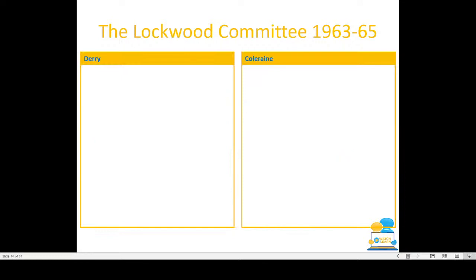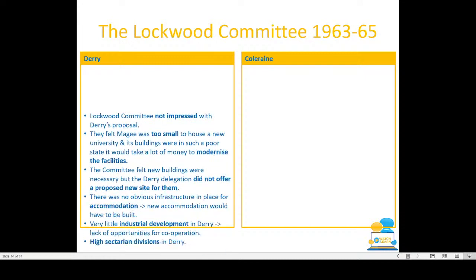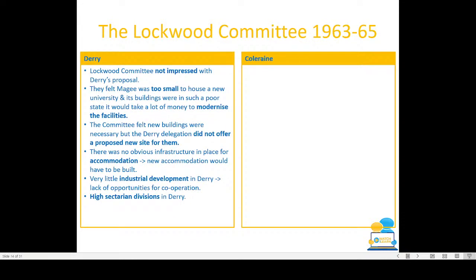So the Lockwood Committee narrows down Derry and Coleraine as 2 possible sites, and they essentially issue a report on both sites. The Lockwood Committee was not impressed with Derry's proposal. They felt Magee was too small to house a new university, and its buildings were in such poor state that it would take a lot of money to modernise the facilities.